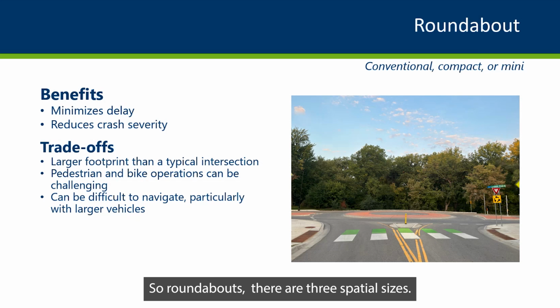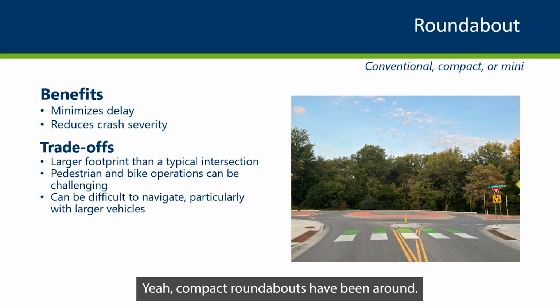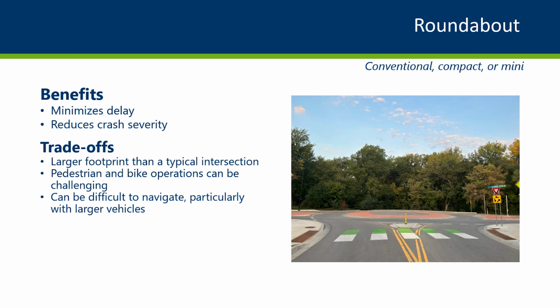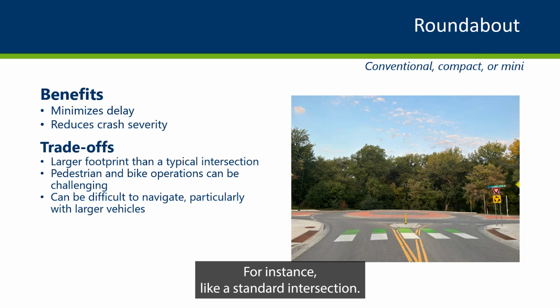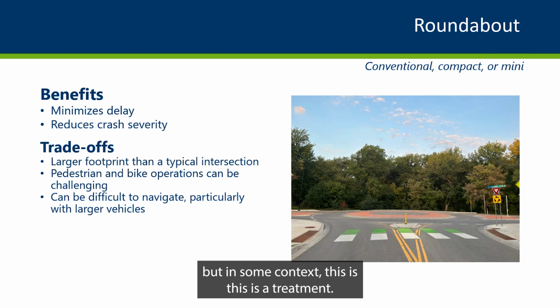So roundabouts, there are 3 official sizes now, I guess. I'm an engineer, but we have our conventional roundabouts, we have compact roundabouts, and we have mini roundabouts. This is a mini roundabout, so it fits in the same footprint as a standard intersection. It's goofy, a little weird. Trucks and buses have to go over the apron, but in some context settings, this is a good treatment.